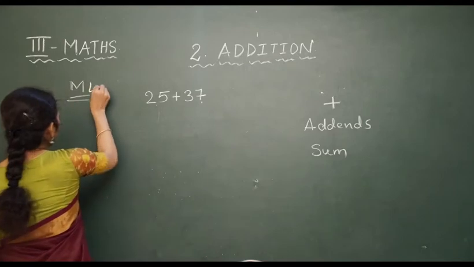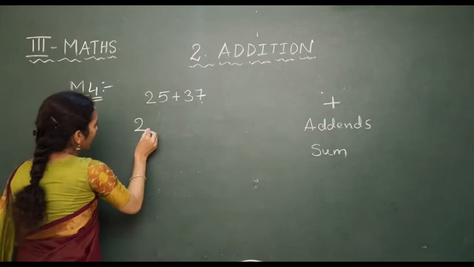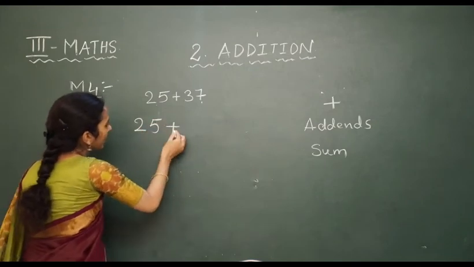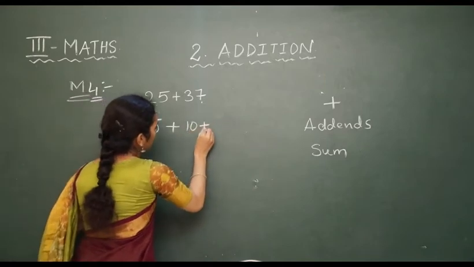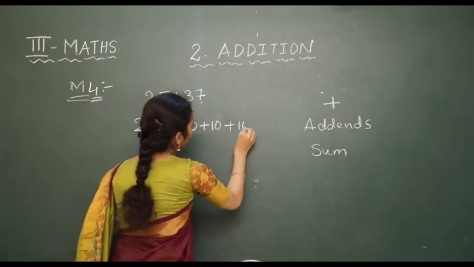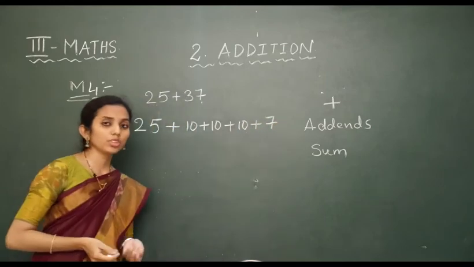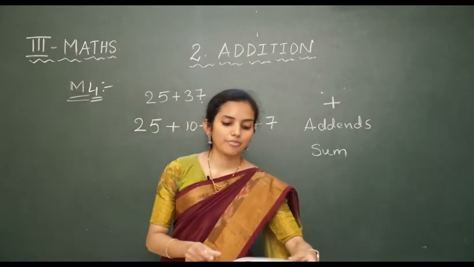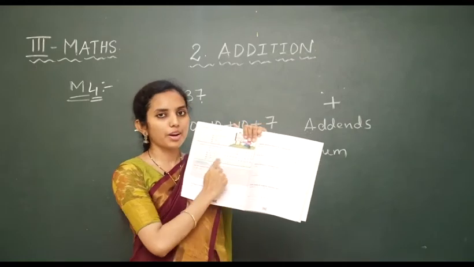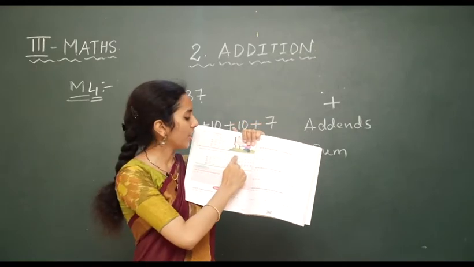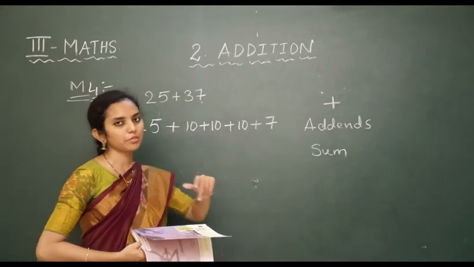So here the method difference is, 25 is again written in tens, by tens we write it as 10 plus 10 plus 10 plus 7. So here what we have to do is, we have to write a number chart like this. So here we have a number chart like this, and after 25 what is the number we have? 10, 10, 10, 3 times we have 10.